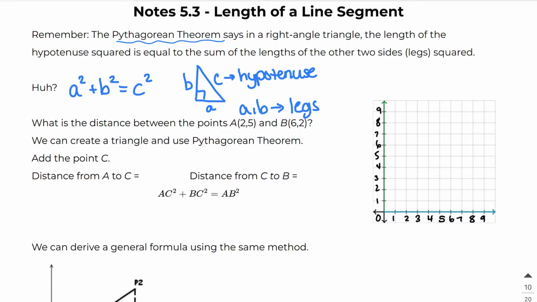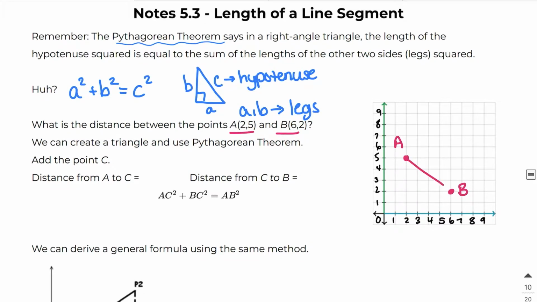Okay? How is this going to be useful? Let's take a look at what we have here. It says, what is the distance between the point A (2, 5) and the point B (6, 2)? So I'm going to go to (2, 5), and I'm going to label this A. And then I'm going to go to (6, 2), and I'm going to label this B. And I want to know how big this length is right here. How is the Pythagorean theorem going to help me?